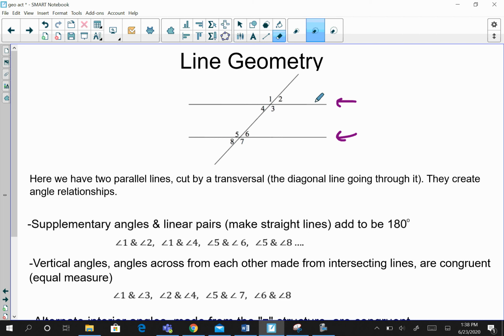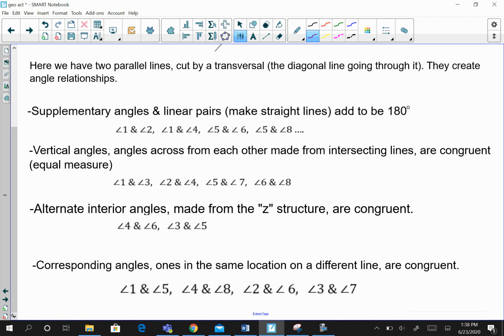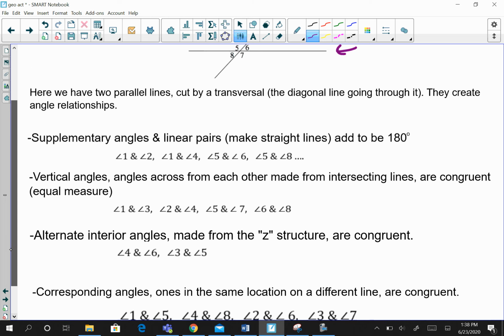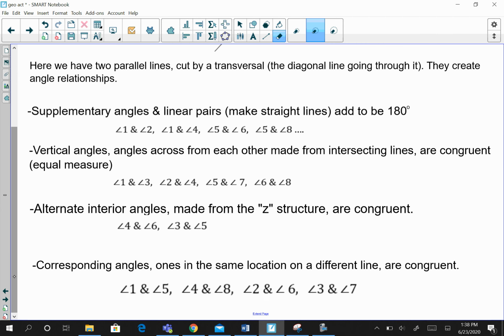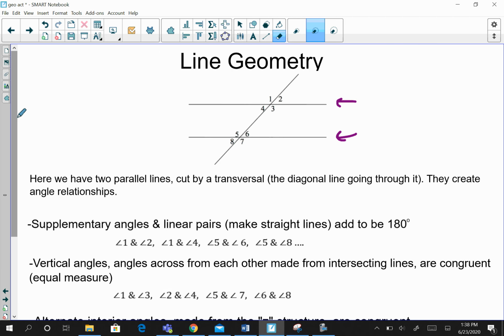And then we have corresponding angles, which are basically the same angle in a different location. So like 1 and 5. These are the same exact thing, just kind of moved down a step. Those are also congruent. You do need to know these relationships in order to be successful on this portion of the ACT, so I have them listed here. You can, again, pause and write this down if you want. I would advise to do that. That way you can use it moving forward.